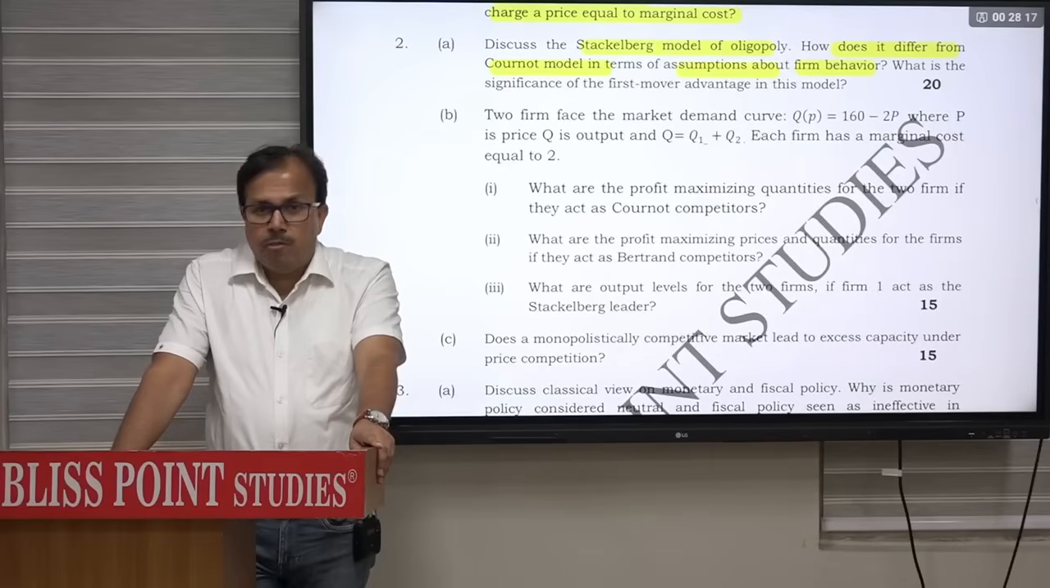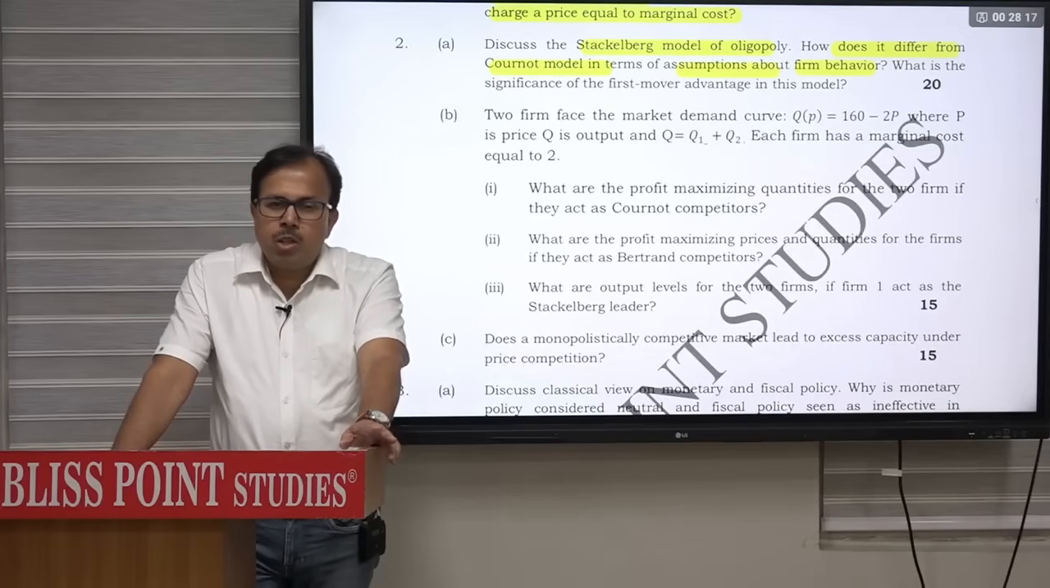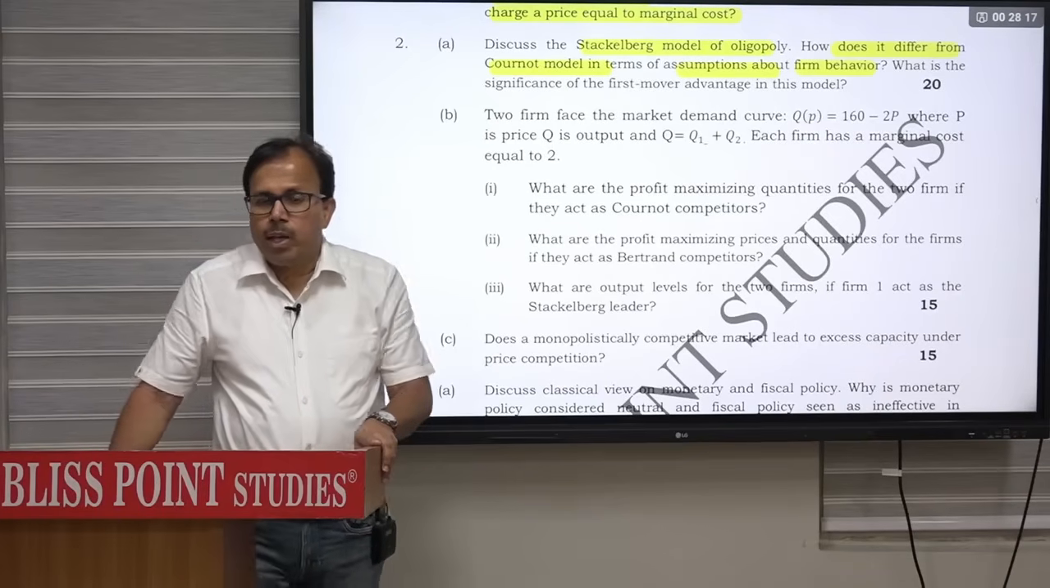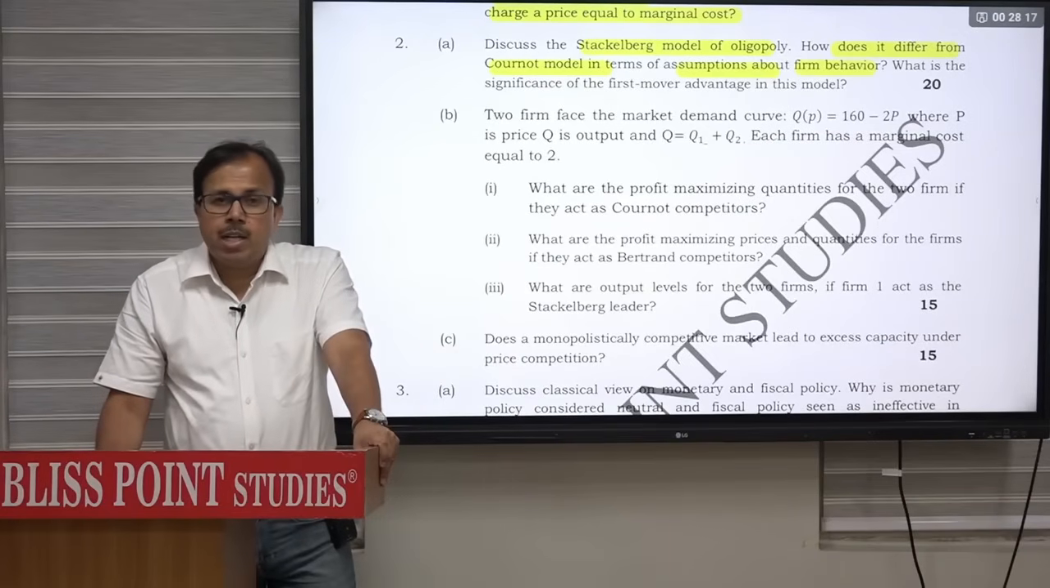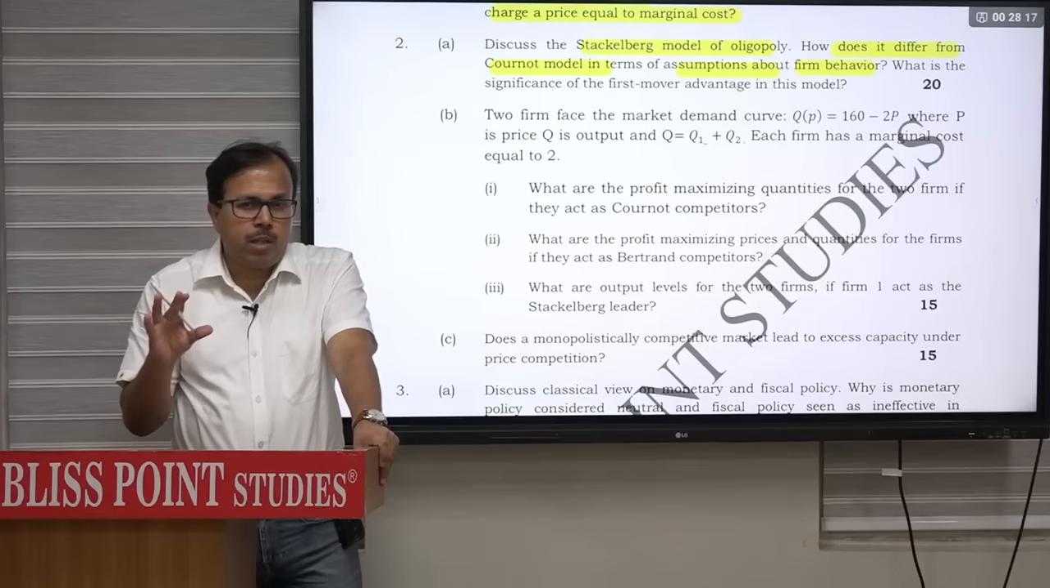Discuss the Stackelberg model of oligopoly. What is the Stackelberg model of oligopoly? First of all, the Stackelberg model of oligopoly is an example of non-collusive oligopoly. And in that non-collusive oligopoly, we assume that one firm is sufficiently sophisticated to incorporate the reaction of the other firm. That means one firm takes the lead, and that sophisticated firm or the leader knows how the follower is going to react, and incorporating that reaction curve, the leader maximizes its own profit. So that idea of the Stackelberg model you have to write upfront.